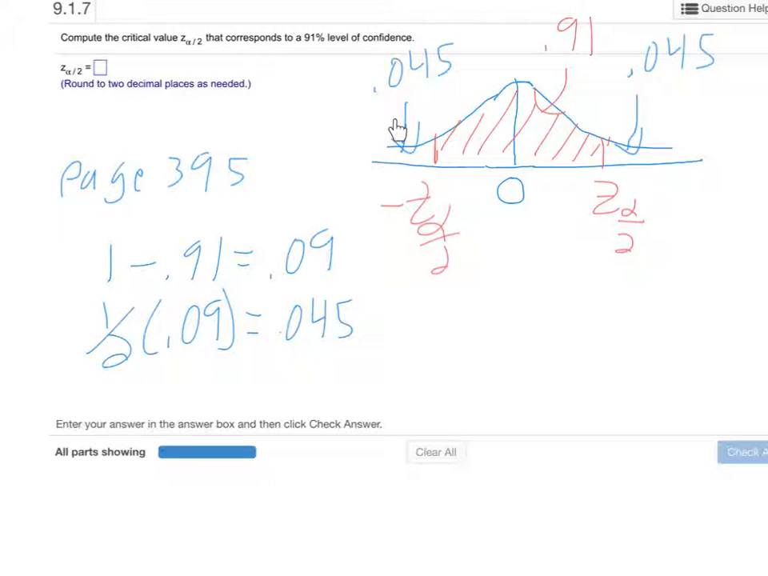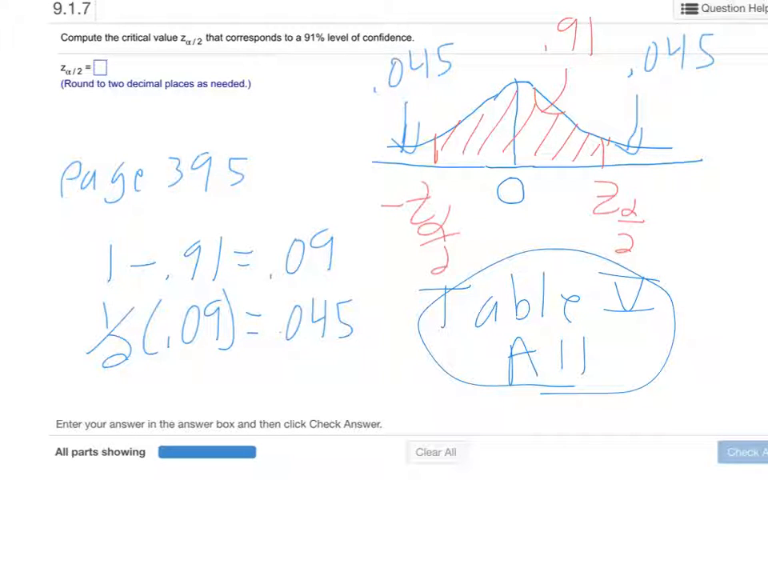And so now you need to go to your table in the normal curve, I guess table 5. Go over to table 5. I guess if you're looking in the book, it's on page A11. And in the book, you want to look up 0.045, and what's the z value here. And so if you look there, it gives you a z value of negative 1.7.